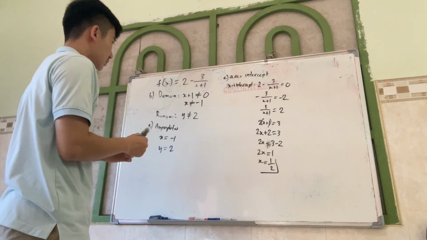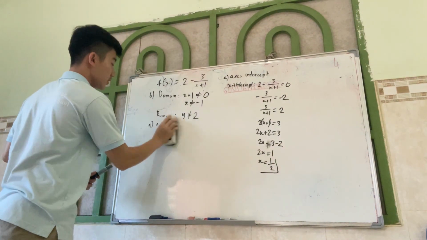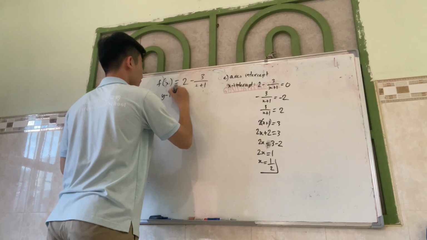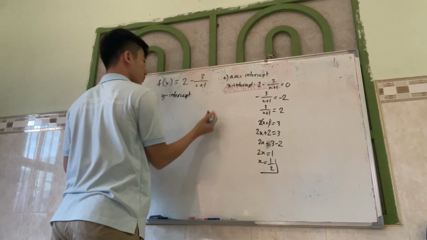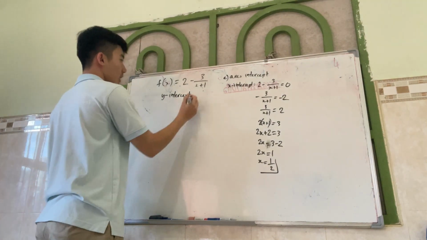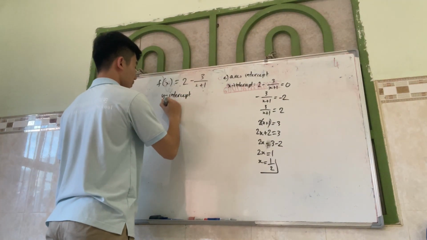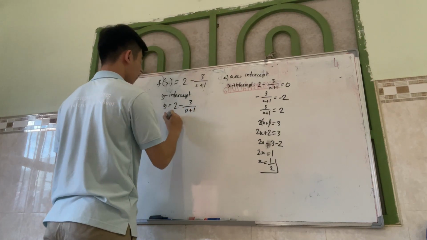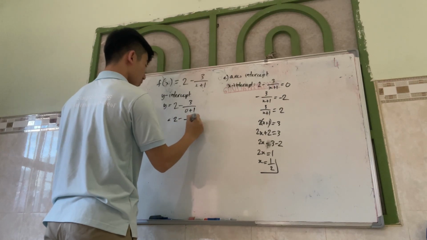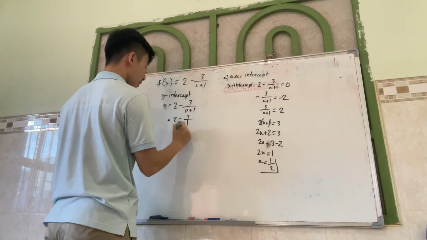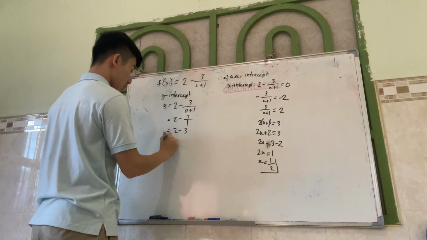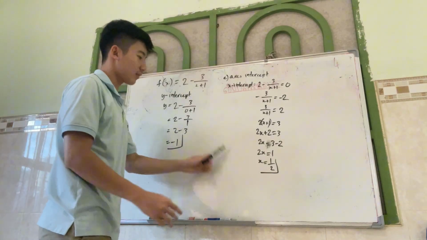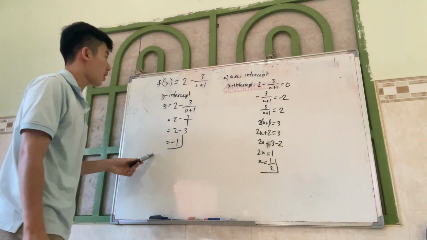Now we find the y-intercept. To find the y-intercept, x will be 0. So y equals 2 minus 3 over 0 plus 1. Then 2 minus 3 over 1, so 2 minus 3 equals negative 1. This is the y-intercept. So our x-intercept is 1 over 2 and our y-intercept is negative 1.